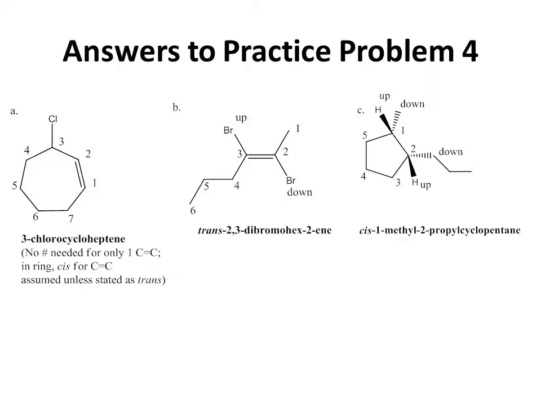In part C, we have a ring again, and now the identical groups at positions 1 and 2 are hydrogens, both pointing up. The corresponding groups at those positions, a methyl group and a propyl group, are pointing down. We have cis orientation of the hydrogens, and of course the same for the corresponding groups at those positions. And our name would be cis-1-methyl-2-propylcyclopentane.